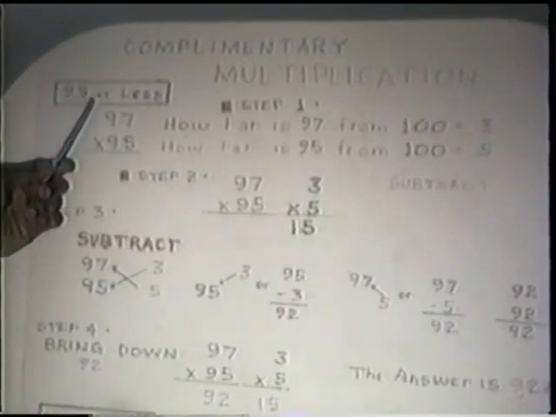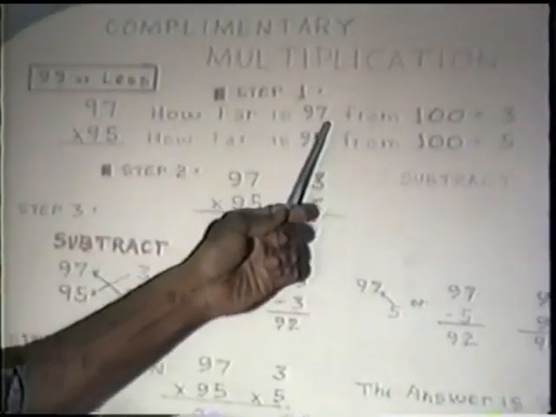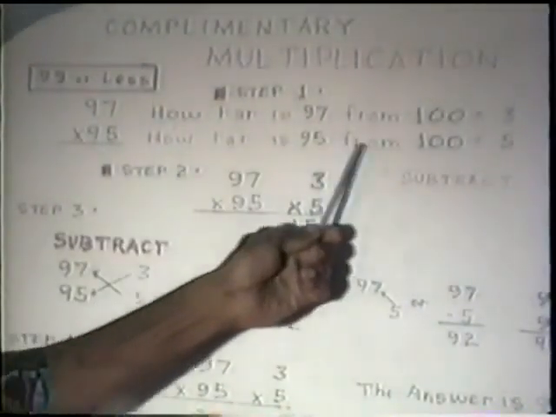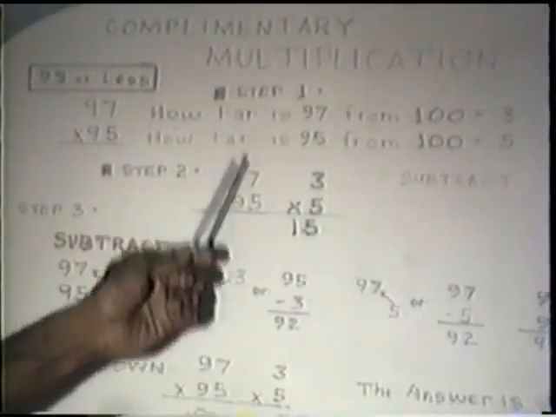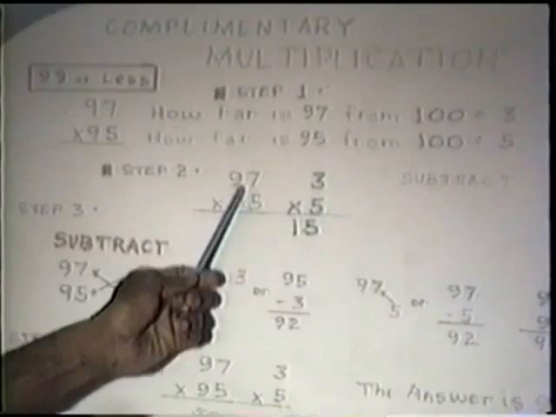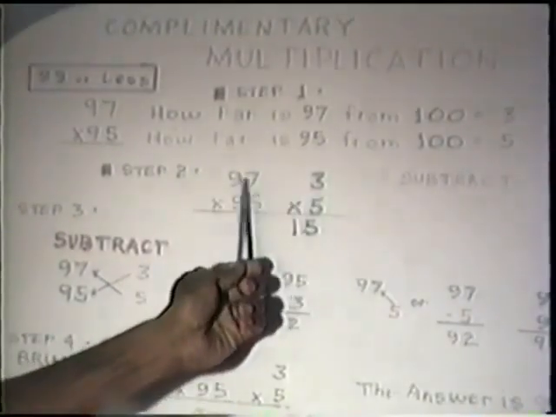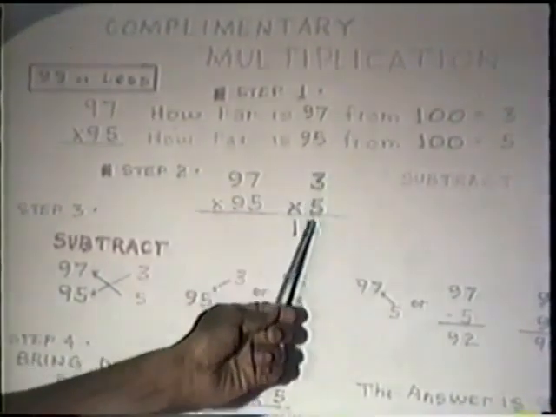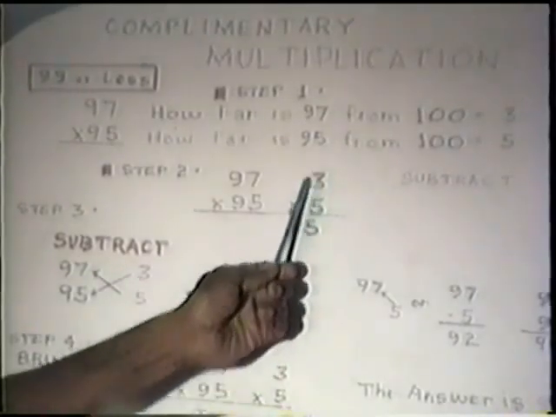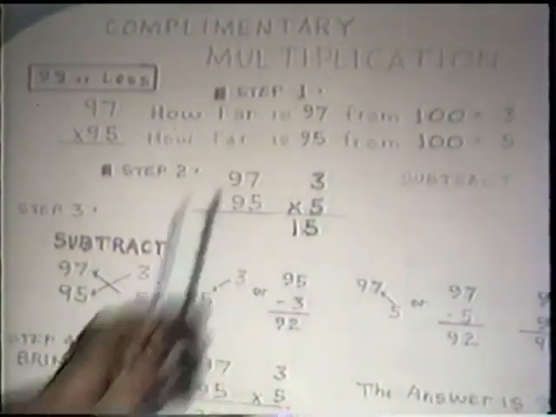Complementary multiplication is what we're doing for numbers that are 99 or less. 95 times 97, you say, what is the answer to that problem? First you find out how far 97 is from 100. That's 3. Then you find out how far 95 is from 100. That's 5. That's the first step. Second step in finding out the answer to 95 times 97: we found out how far they're from 100, 3 and 5. So we multiply the 5 times the 3 and we get 15. That's the second step.